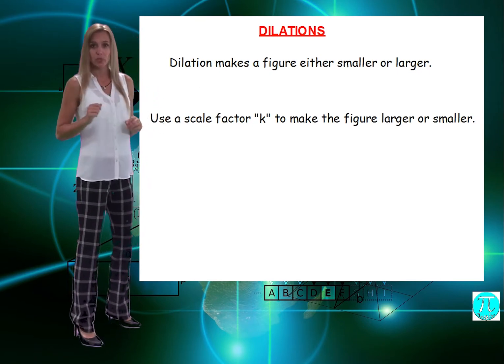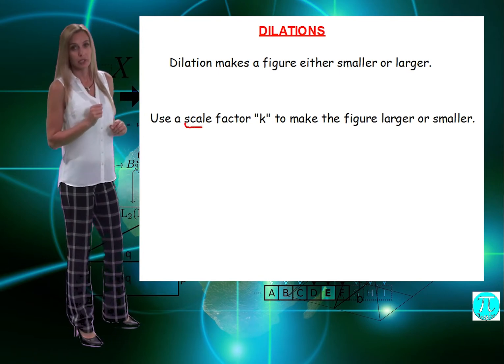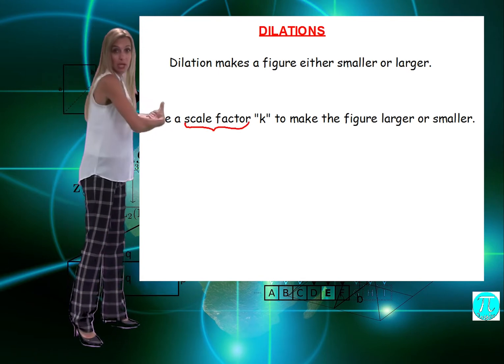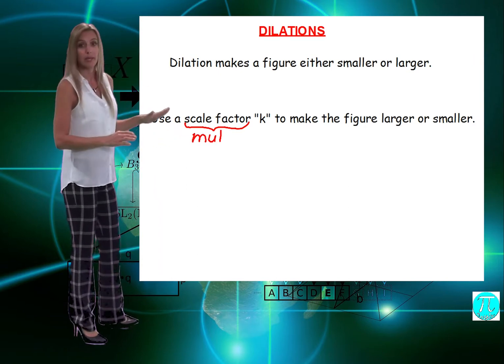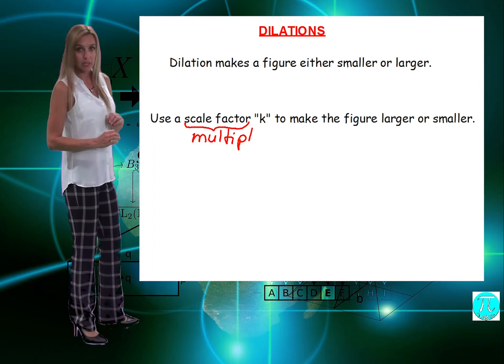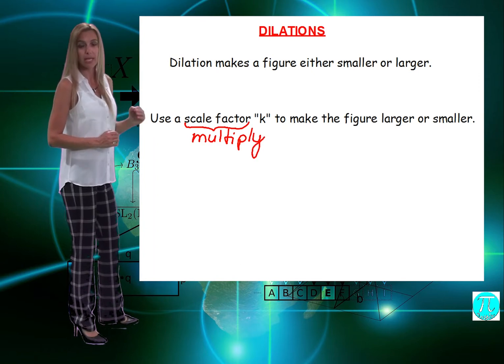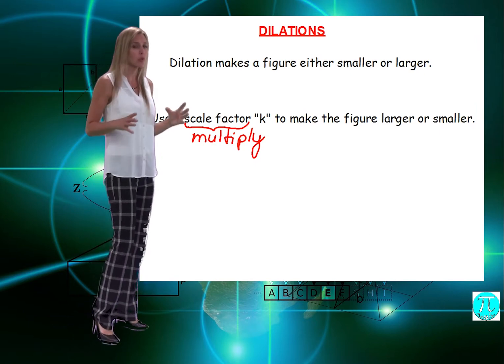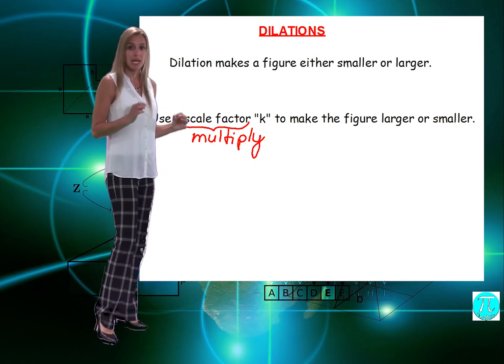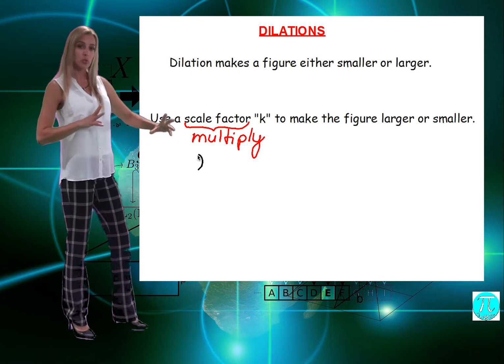What do we use when we indicate dilation? Dilation, we use scale factor. Scale factor actually means multiply. And the symbol, the letter that we use for scale factor is K. So scale factor either makes a shape, a number, or anything we have when we're dilating, either bigger or smaller.